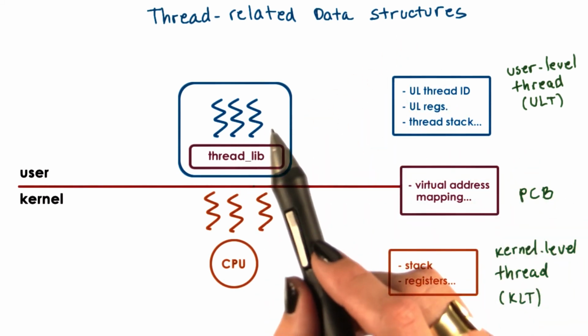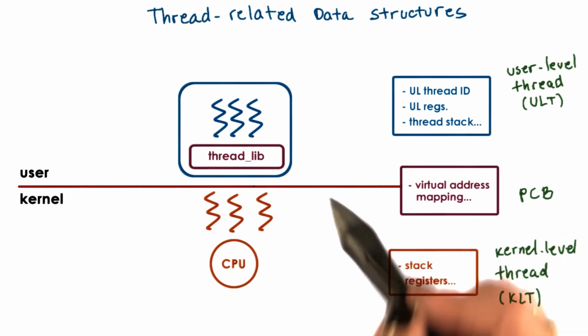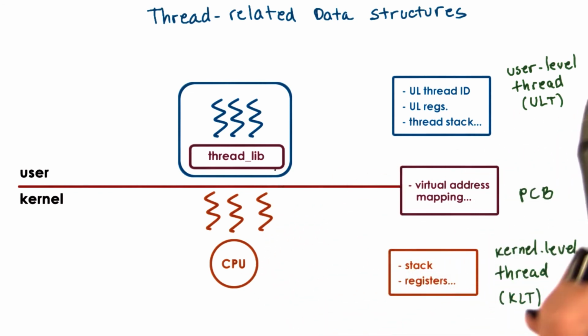Unix-based systems, for instance, have certain operations called set jump and long jump, which are useful when we need to save and restore the context of a user-level thread.